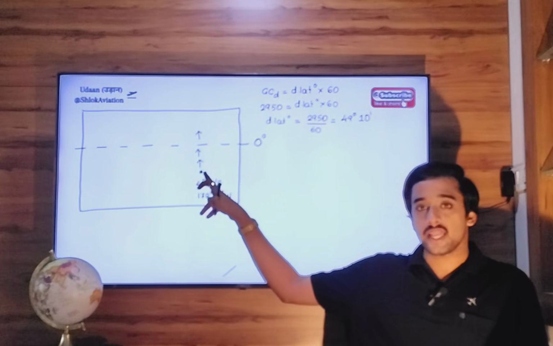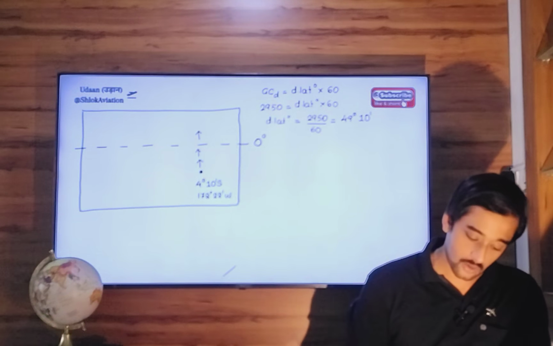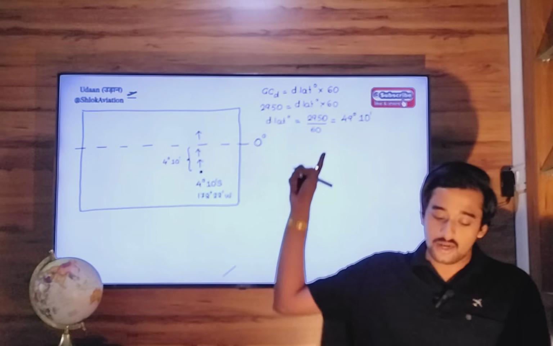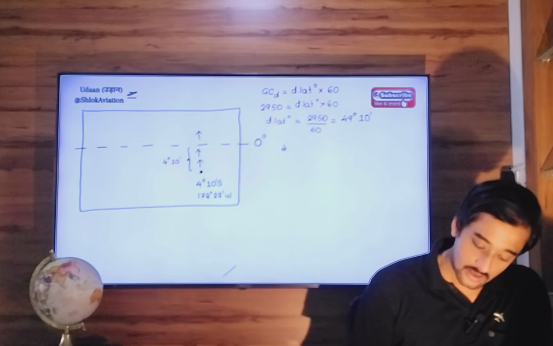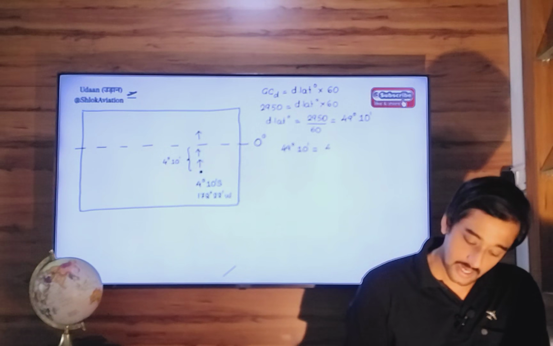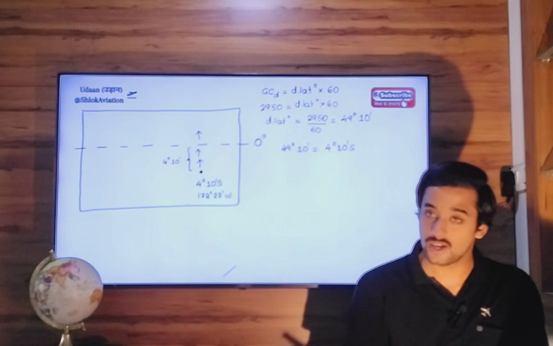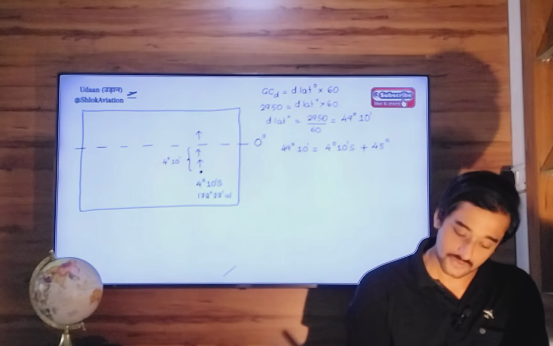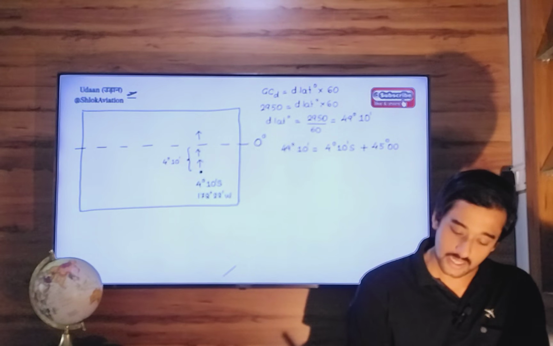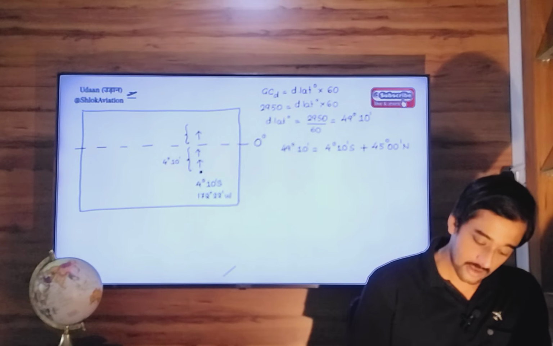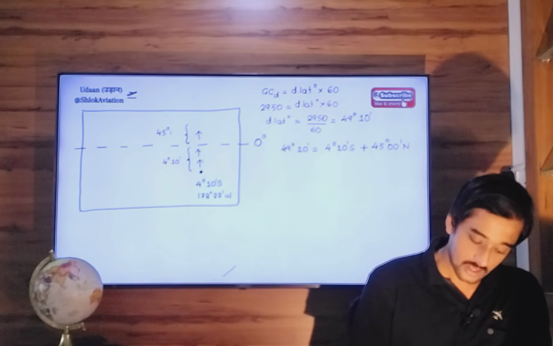Now the difference between the initial latitude and the equatorial latitude is how much? It is equal to 4 degree 10 minutes. Right? Our total difference is 49 degree 10 minutes. So 49 degree 10 minutes will be divided into two parts. 4 degree 10 minutes in the south hemisphere and the remaining 45 degree 0 minutes in the northern hemisphere. So this remaining 45 degree in the northern hemisphere.